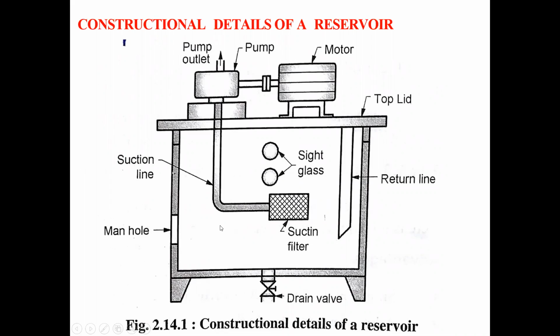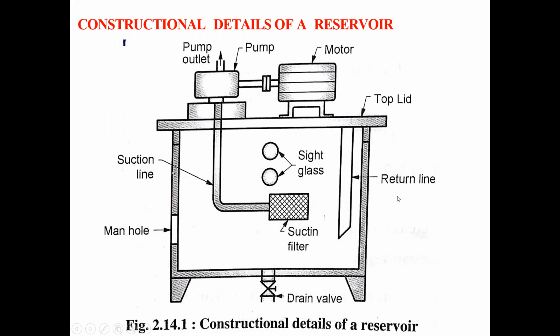The suction line has a filter at its start, to eliminate foreign material entry into the pump suction. Then this is the pump. It is continuously sending high pressure oil to the hydraulic system, and this pump is run by the motor here. Okay, so this is the top lid, this is the suction line, and this is the return line.